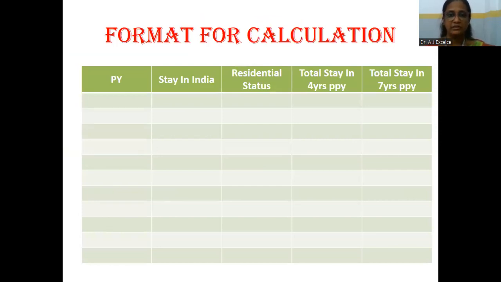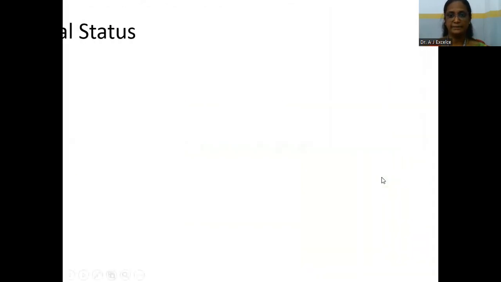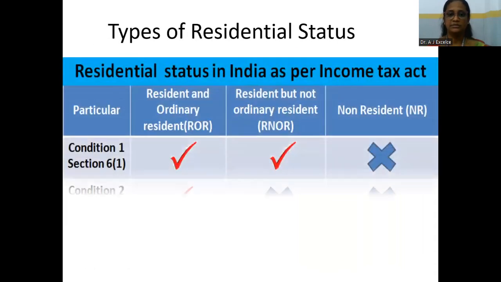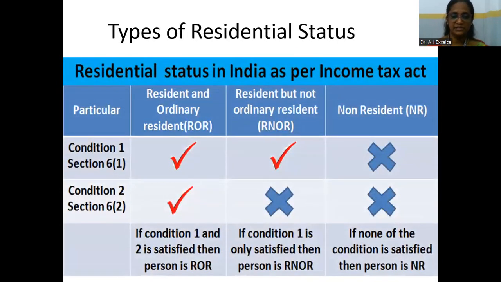This is a format for calculating the residential status, that is, stay in India during the previous year. What is the number of years the person stayed in India, and what is the residential status, whether the person is a resident, ordinary resident or not ordinary resident, and the total number of days of stay in India for the 4 previous years for the second basic condition, and out of 7 years preceding the previous year for the additional condition. This is the format.